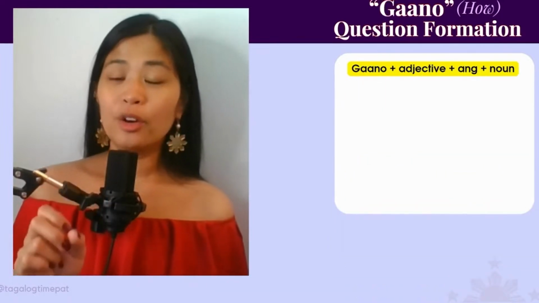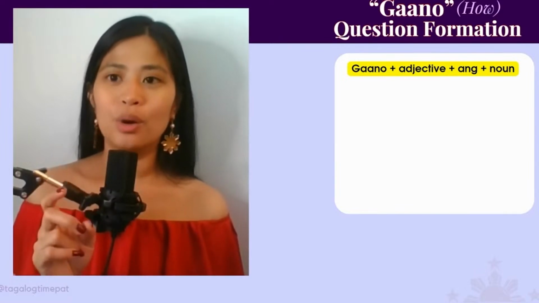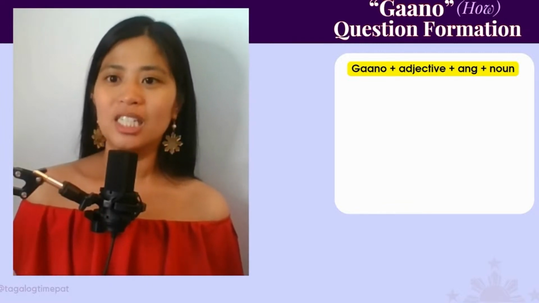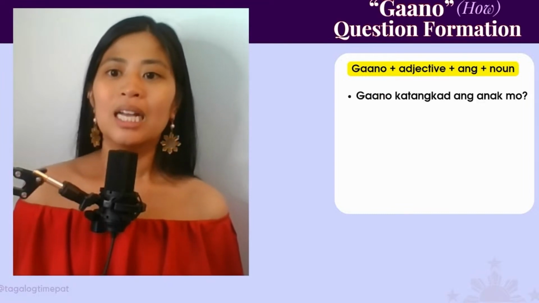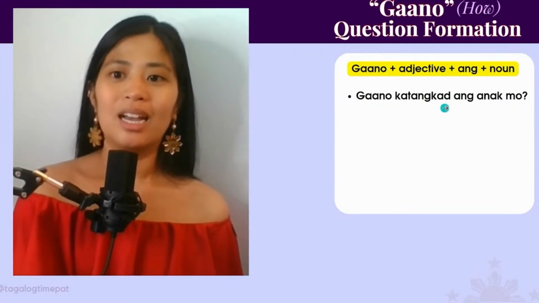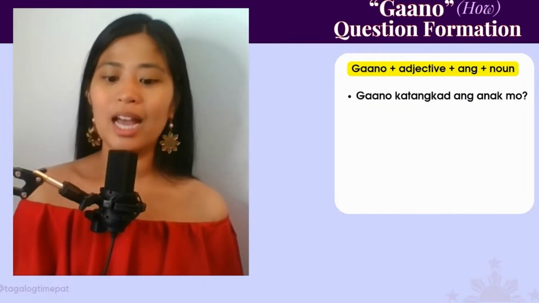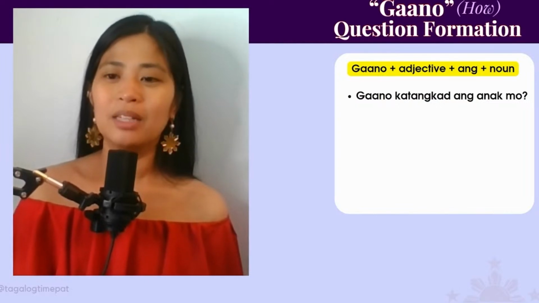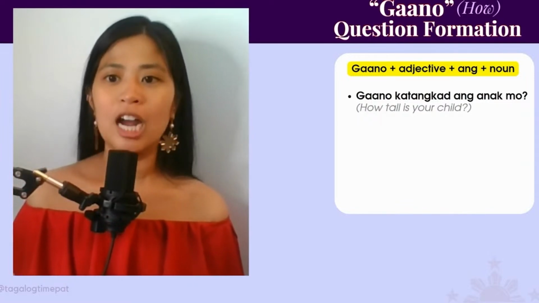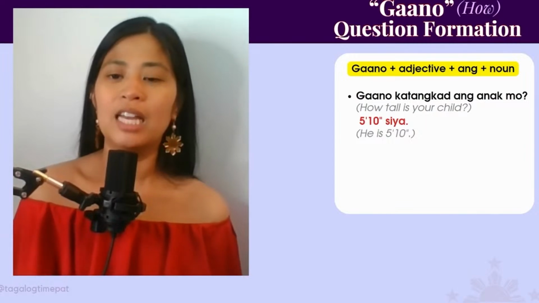Now I want to show you this other question word. We learned paano, but there's also gaano. This also means how, but in a different sense. For example, gaano plus an adjective plus ang plus a noun. For example, gaano katangkad ang anak mo? Even if you've never heard the word katangkad, but you know the word matangkad. Matangkad means tall. Hopefully you can guess that this is asking about the height of someone's child, right? So, gaano katangkad ang anak mo? How tall is your child? The answer would be 5'10" siya. He is 5'10".